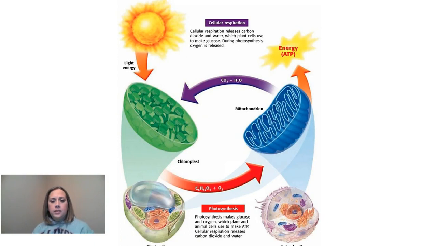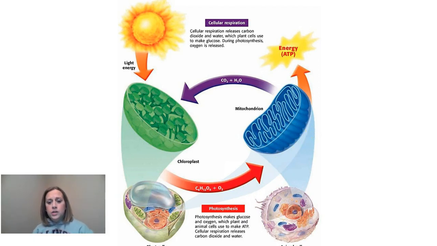Now we're going to look at another diagram that relates photosynthesis and cellular respiration to each other. If we start up here, we have light energy from the sun reaching the chloroplast of a plant cell. The light energy is harvested using the chlorophyll, those pigments inside the chloroplast. Photosynthesis is then able to make glucose and oxygen. Plant and animal cells will then use that to make ATP, and that's going to happen through cellular respiration. The glucose and the oxygen move to the mitochondria. The mitochondria is where cellular respiration happens.